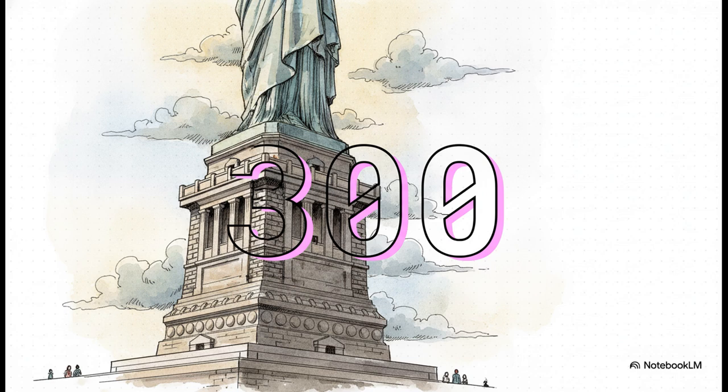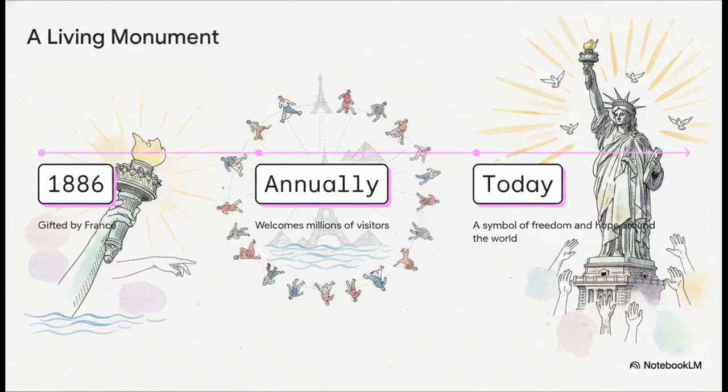Oh, and fun fact, that copper actually used to be the shiny color of a new penny before decades of oxidation gave it that famous green patina we all know today. But the statue's meaning hasn't just remained frozen in 1886. The reason it actively welcomes millions of visitors every single year has literally everything to do with its geography.